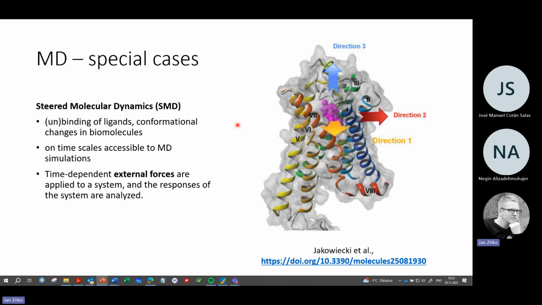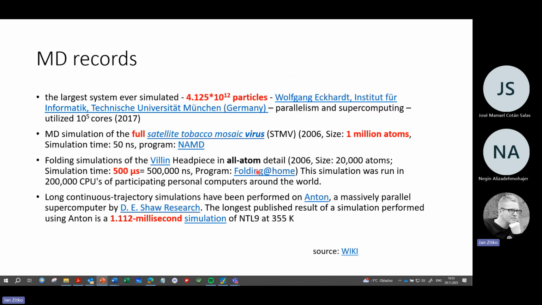Yeah, so by this steered molecular dynamics, it means that we are steering the movement of the ligand by applying external force. You can use it for studying the binding or unbinding of the ligand. Okay, this is, I think, one of my last slides before some demonstration videos, which some of these I will play now and comment, and some of them you can play at your home. Okay, so some MD records.